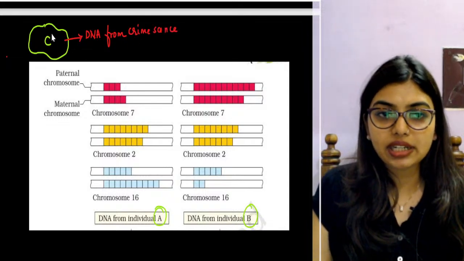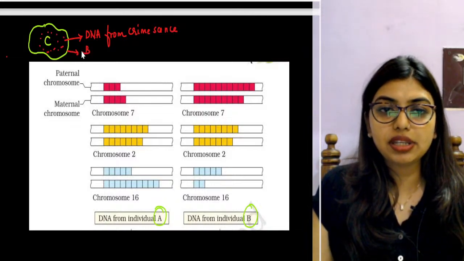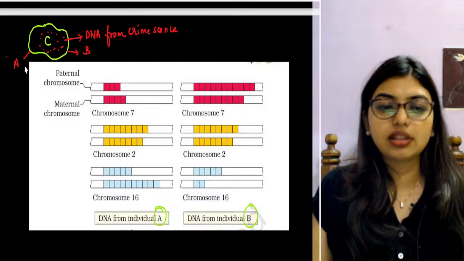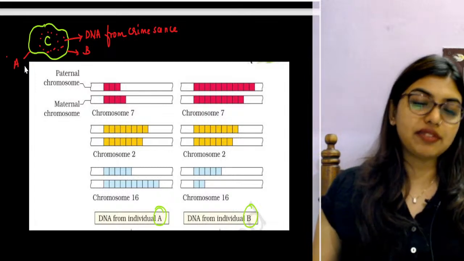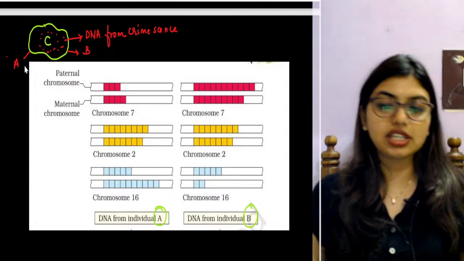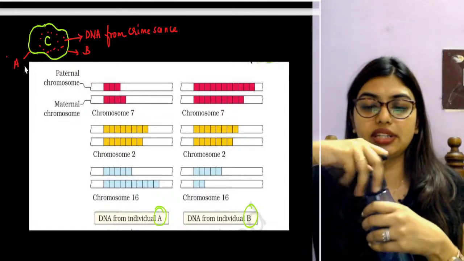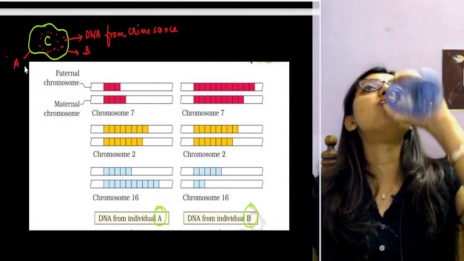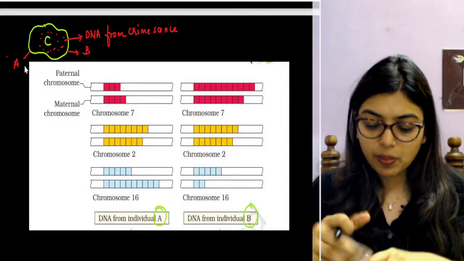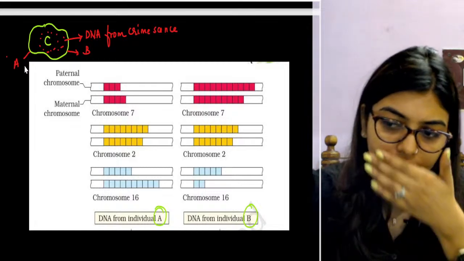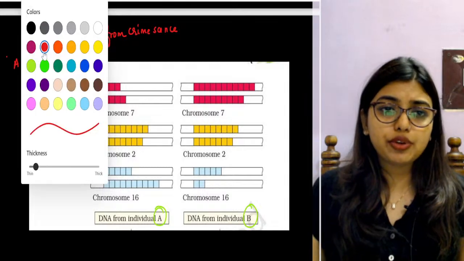Now I have to find out, the C that I got, is it from individual B or is it from individual A? That is my task, because I am trying to find the evidence. I am the CBI, so I have to find evidence. Yes or no? So if I have to find evidence, I need to make sure whose DNA material it is. To find whose DNA material it is, what I'm going to do, I'm going to check.